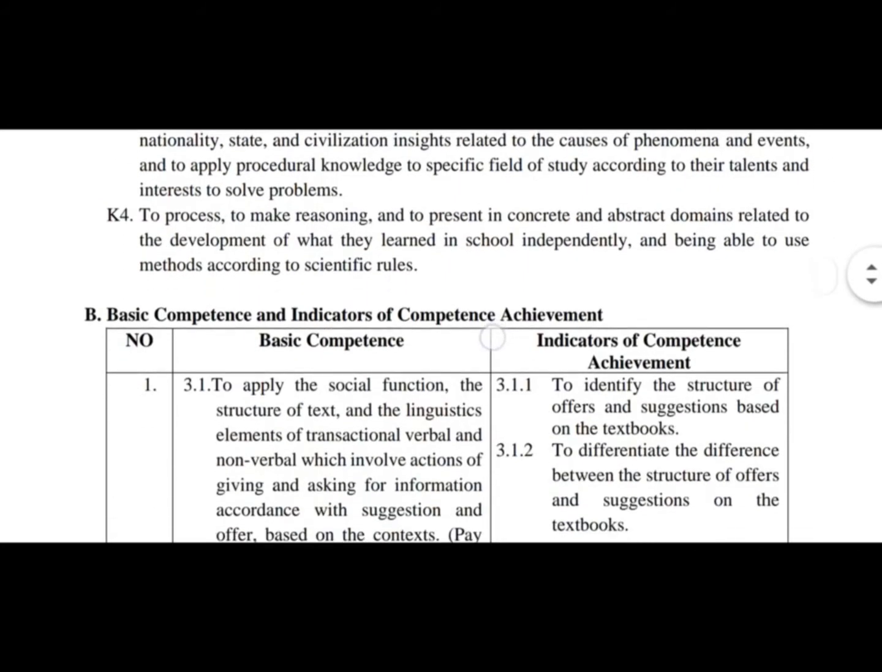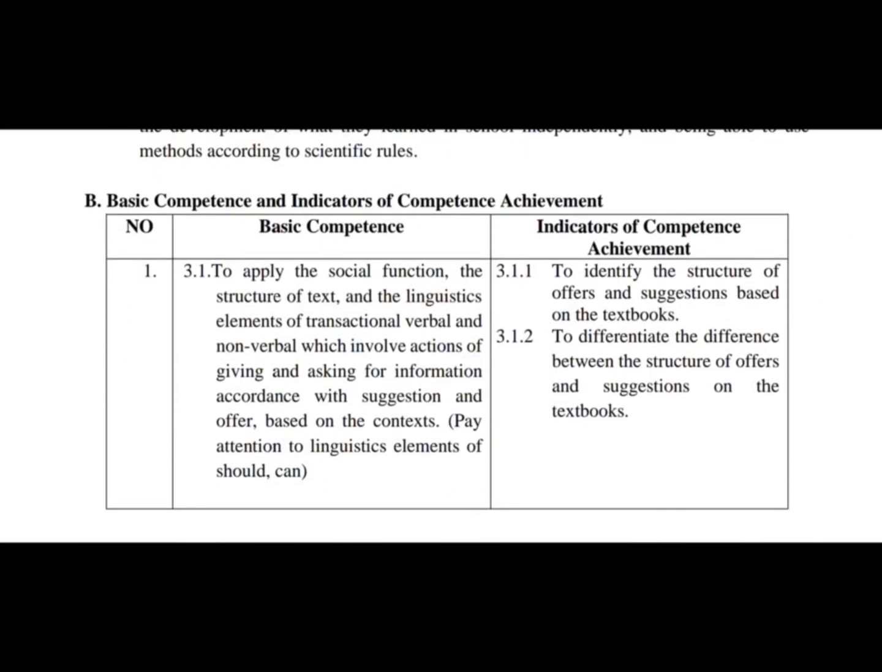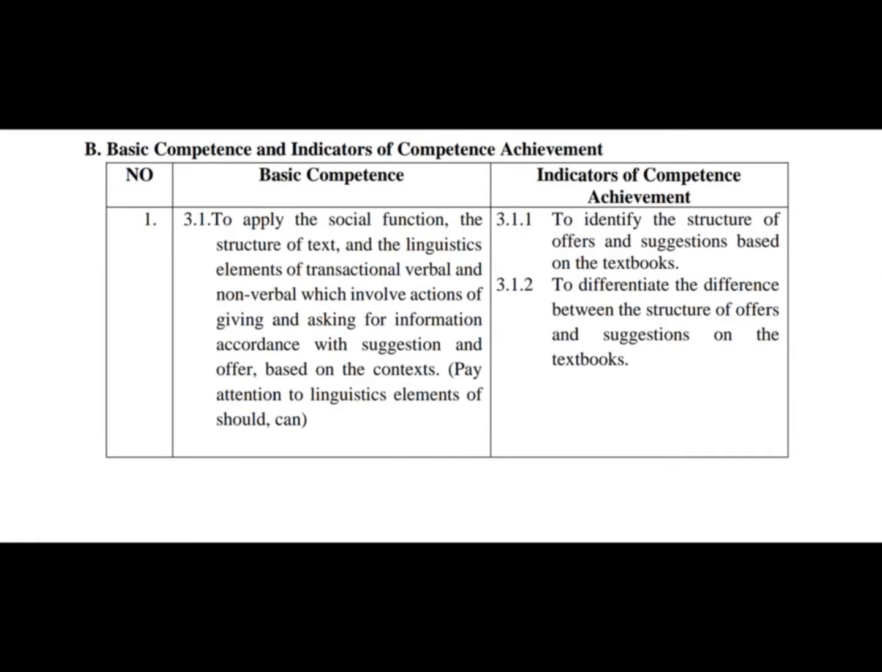Move to the basic competence and indicators of competence achievement. The first basic competence: to apply the social function, the structure of text, and the linguistic elements of transactional verbal and nonverbal texts, which involve actions of giving and asking for information in accordance with a suggestion and offer, based on the context. Pay attention to linguistic elements of should and can. The first indicator is to identify the structure of offers and suggestions based on the textbooks. The second, to differentiate the structure of offers and suggestions in the textbooks.